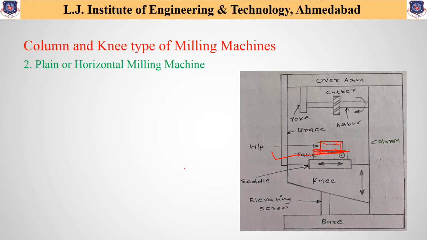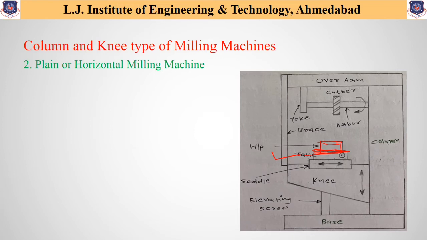Similarly, for clamping any workpiece, the table consists of different T-slots, and these slots help to fix the workpiece over the table. The longitudinal feed is provided to the table by using the hand wheel fitted on one side of the feed screw. Similarly, vertical feed is provided by raising or lowering the knee, and cross feed by moving the saddle.